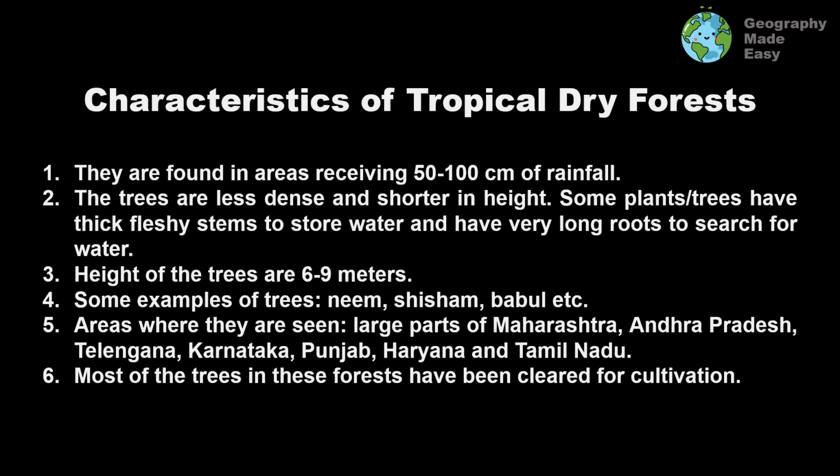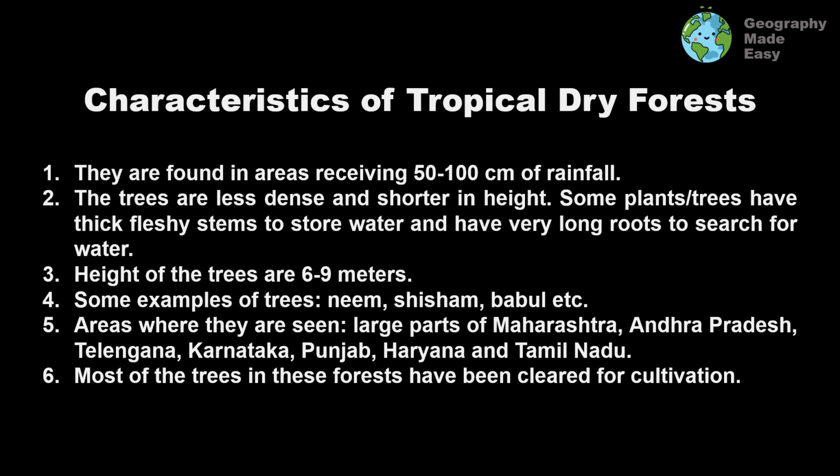Height of the trees is 6 to 9 meters. It is stunted because of less amount of rainfall. Some examples of trees are neem, shisham, babul. They are seen in large parts of Maharashtra, Andhra Pradesh, Telangana, Karnataka, Punjab, Haryana, and Tamil Nadu.